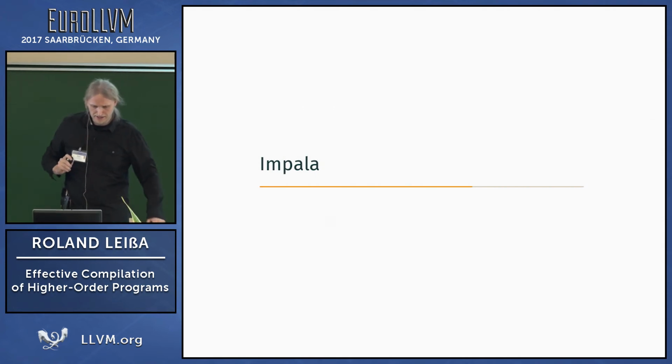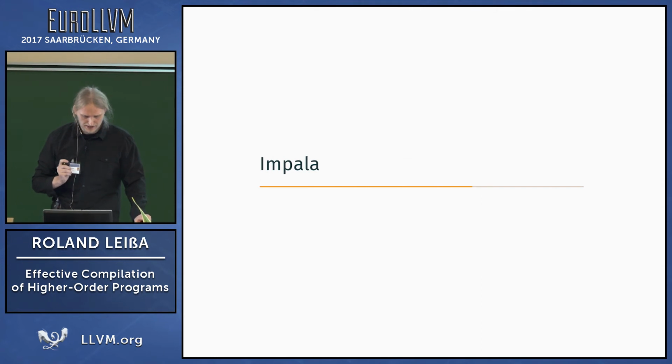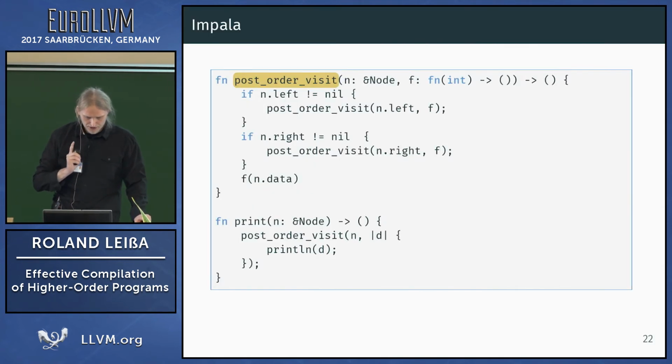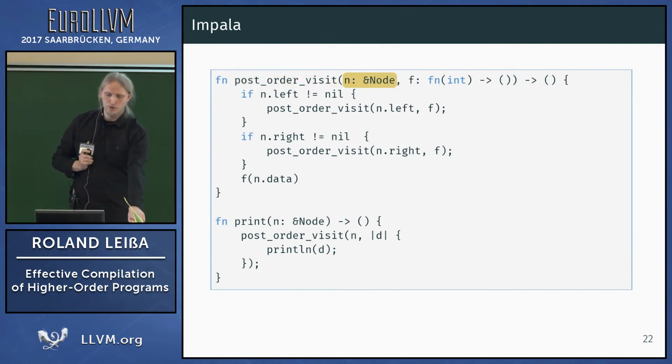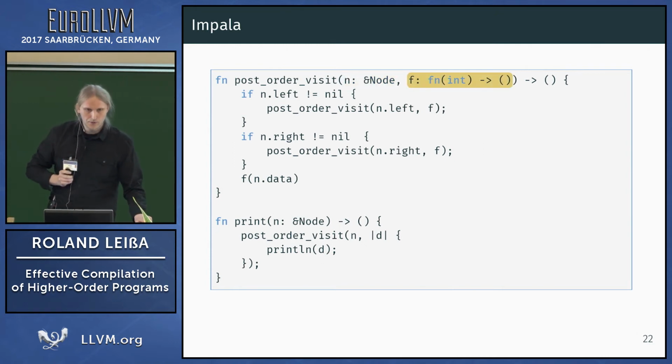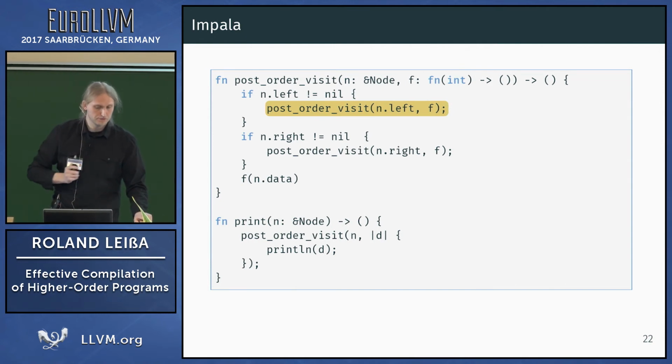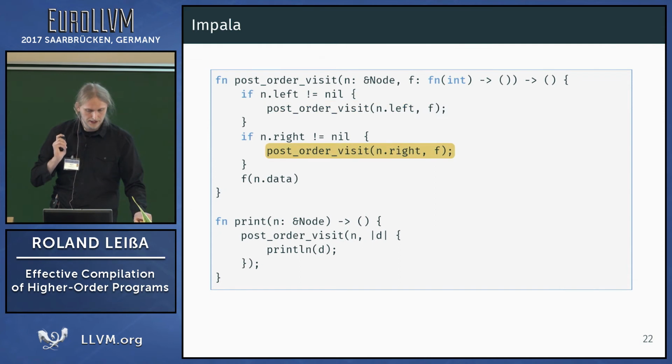So let's briefly discuss our research language, Impala. Here again is the post order visit in our research language. Here we have a pointer to the node in a binary tree. Here we have the function f, which gets an integer and returns void. Here we have the recursive call if the left child exists. Here we have the recursive call if the right child exists.